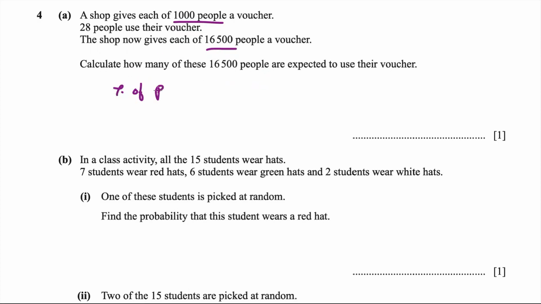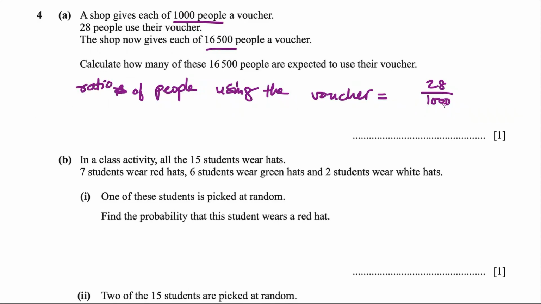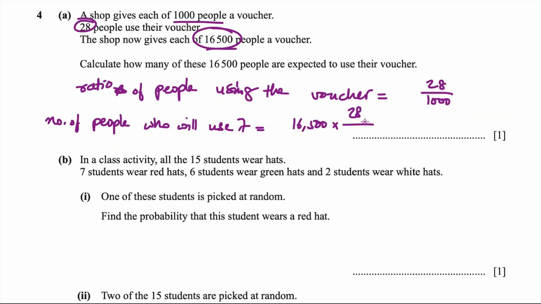So the percentage of people using the voucher is nothing but 28 divided by 1,000, right? Or you can say the ratio of people using the voucher is 28 by 1,000. Out of 1,000 people, 28 have used. So if there are 16,500 instead of 1,000, the number of people who will use it would be simply the number of people times the likelihood that they will use it. So this is nothing but 16.5 into 28, and this will give us 462.